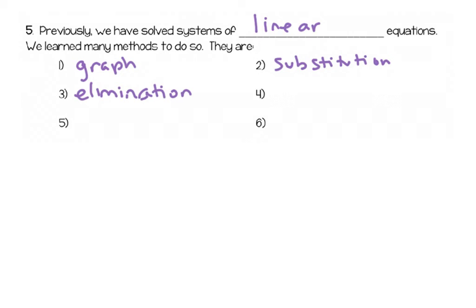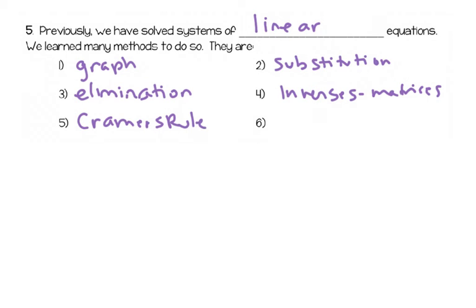And then we got into matrices. And you learned how to use inverses with matrices. And do you remember the other ways? Cramer's rule. And we learned how to do reduced row echelon form. And all of those ways work really well with linear equations, and even if you have 2 dimensions or 3 dimensions or whatever.